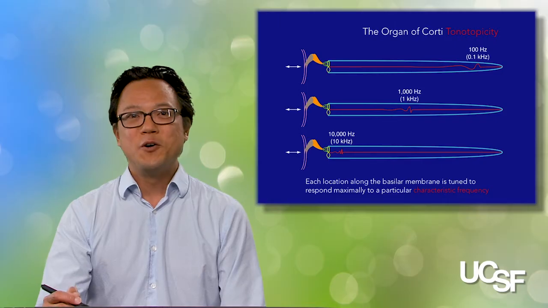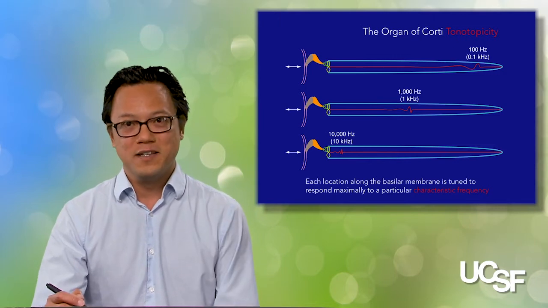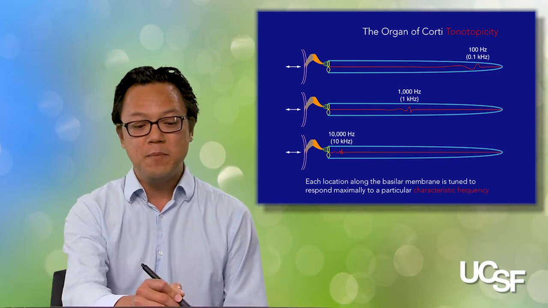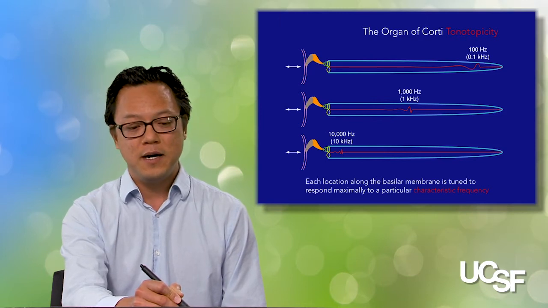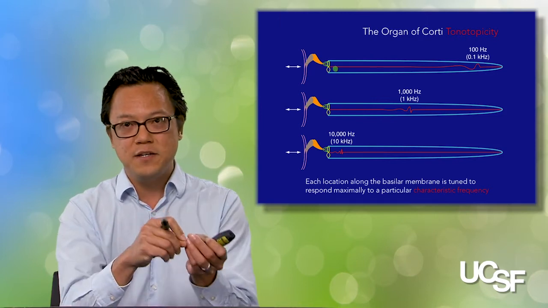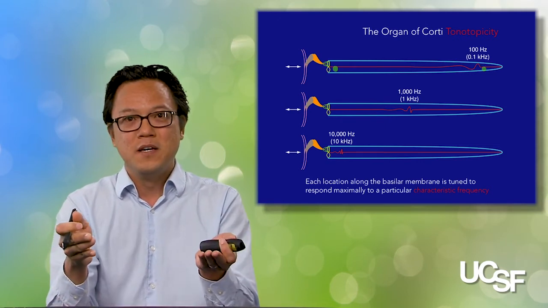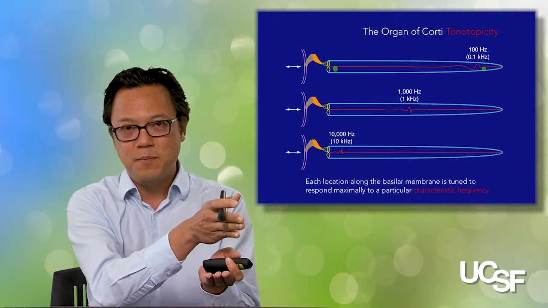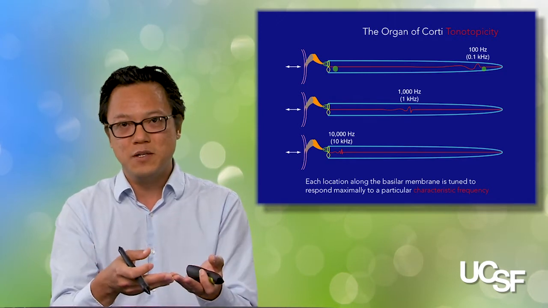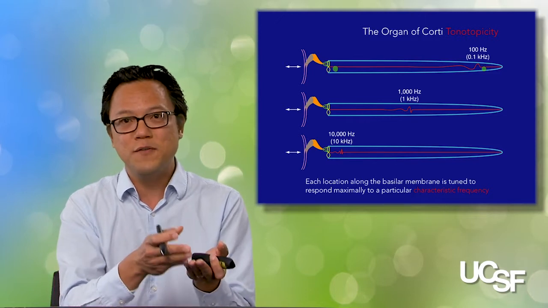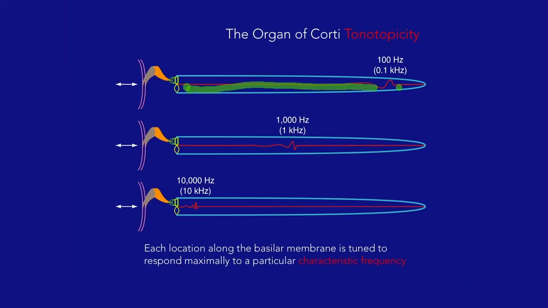So the basilar membrane is not uniform along its entire length. At the base of the cochlea, close to the stapes, it is very tight and stiff, and at the apex, it's wider and floppier. Because of this variation, the basilar membrane responds best to different frequencies along its entire length. At the short, stiff base, it responds best to higher frequencies, and at its floppy apex, it responds best to lower frequencies.